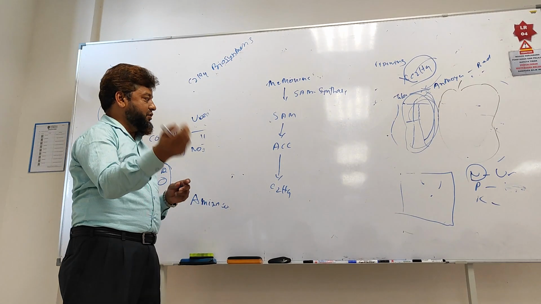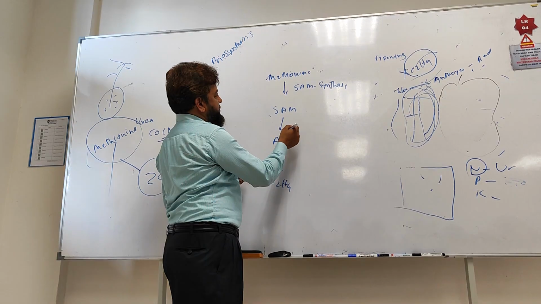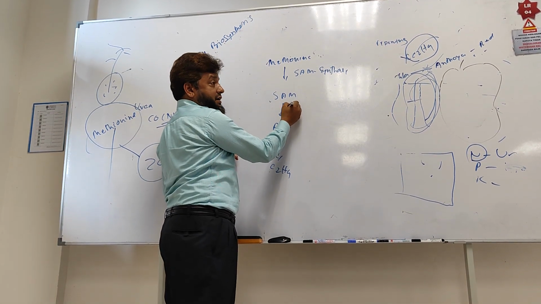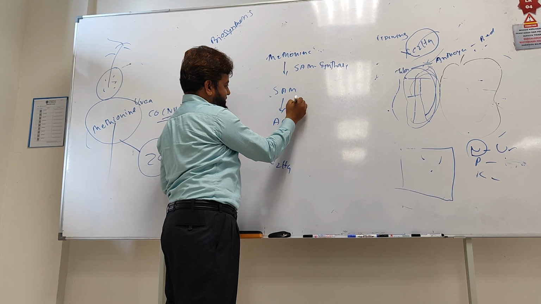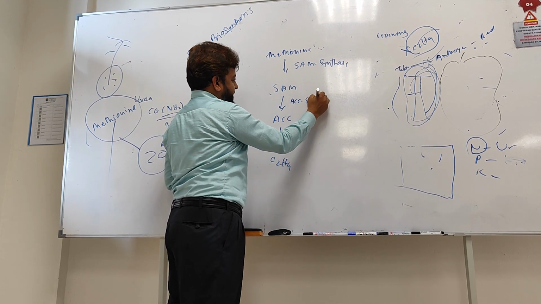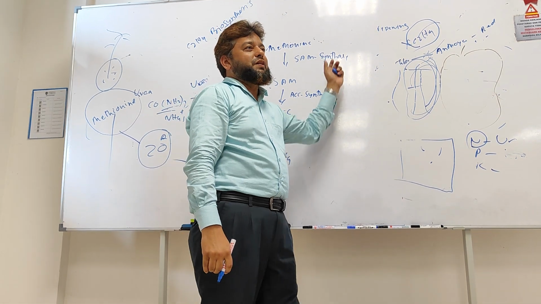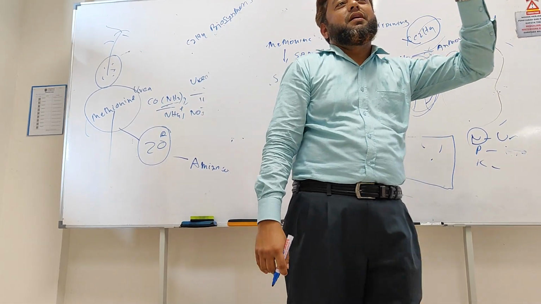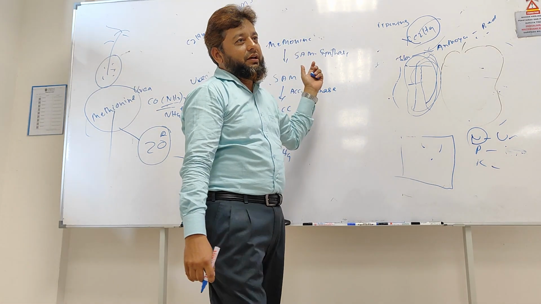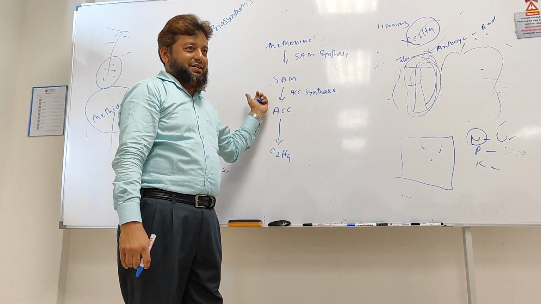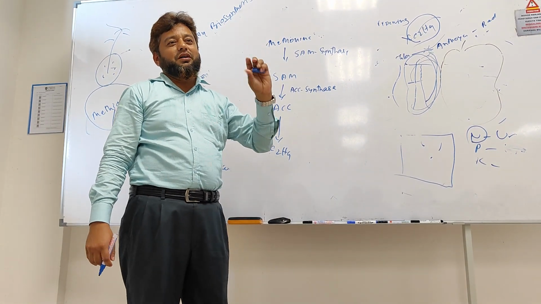Okay, ethylene hormone. Actually here is SAM synthase. So here also is one enzyme, this is ACC synthase. Okay, so you have to memorize all these enzyme names. Why? Because if I put this question, I will put 10 marks. Then you have to give me the detail. You have to start from the start, why? Because it's 10 marks.